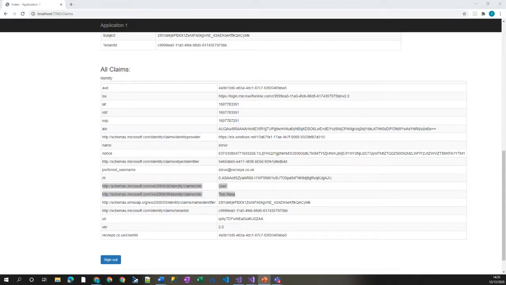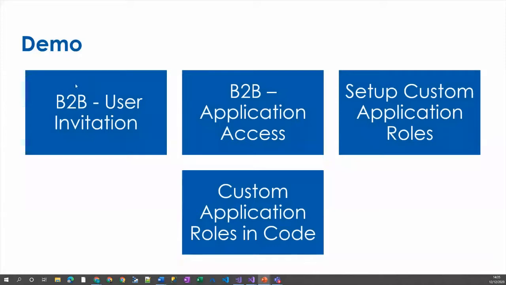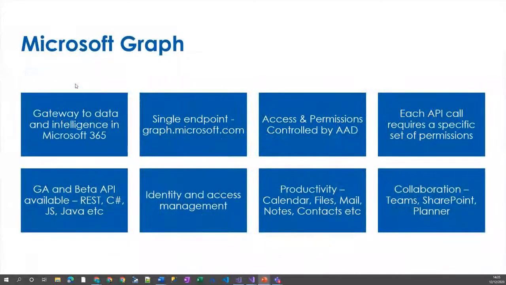Bring the slides back up now. So I've shown you about setting the applications up in Azure AD. Also, how do we invite B2B users in and custom roles. So what we're looking at now is I want to automate some of this. I want to be able to automate inviting users in, or adding them to the groups or adding them to applications.